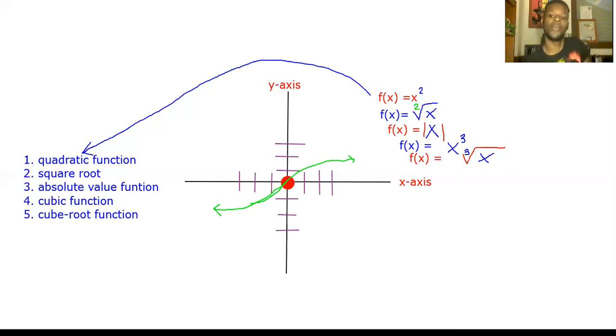Okay, number 4, we have the function of x is equal to the cube root, or not cube root, but the cubic function. It's just x raised to the third power. Okay, and then the fifth function is the cube root. It's the function of x is equal to, you have the radical sign, and then you put the x under the radical, and obviously you have to write the 3 to make it clear that this is a cubic root and not a square root.